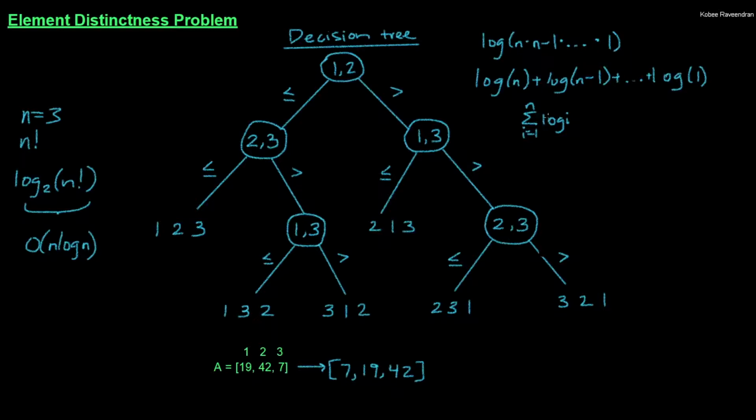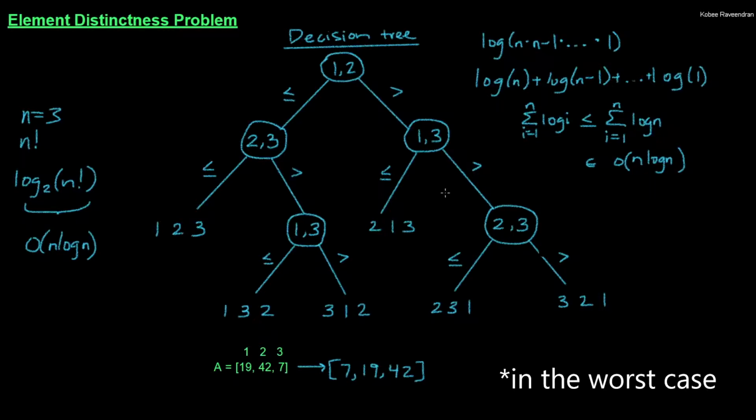And we also know that this sum is actually bounded by another sum, which would be the sum from i equals 1 to n of log n, right? This is just log n added to itself n times, which is just n log n. And that's how we know that this function right here, log of n factorial, is actually in O of n log n. And so the cool thing about this is it tells us on average how many comparisons we need. This tells us the height of the tree, which corresponds to the number of comparisons we need to determine what the sorted array is. And that gives us a nice bound for our problem.